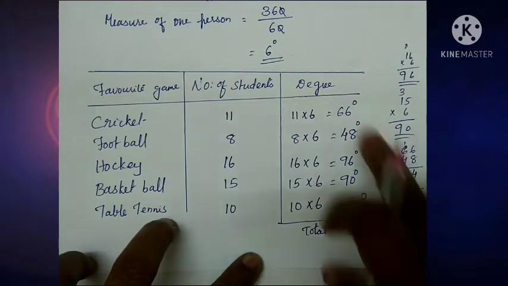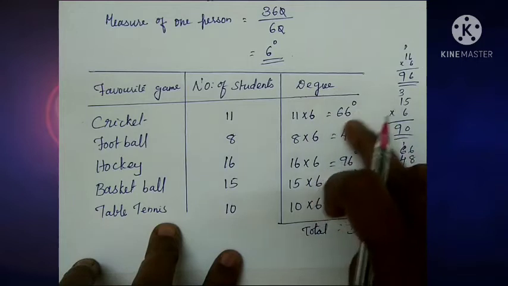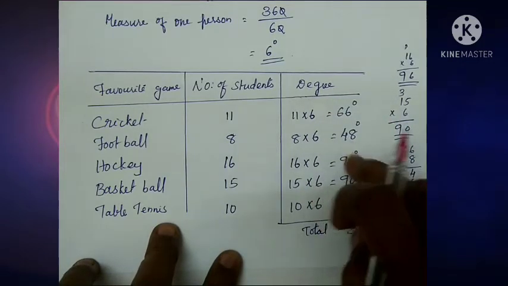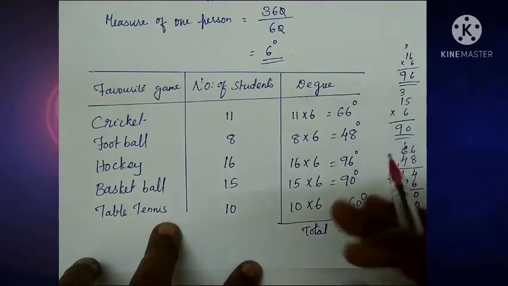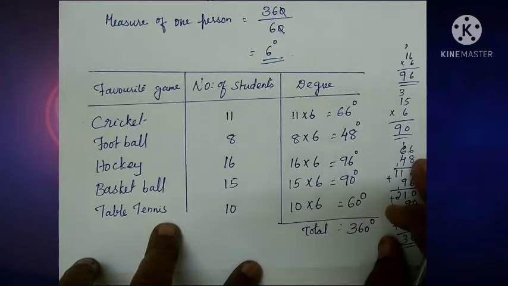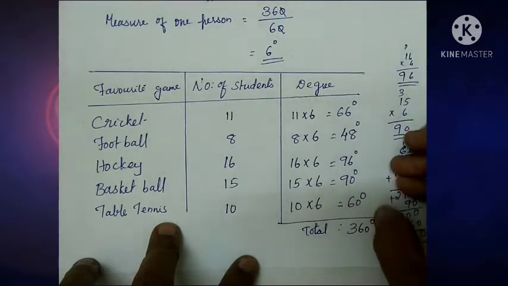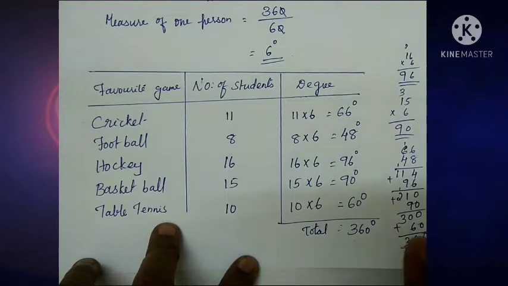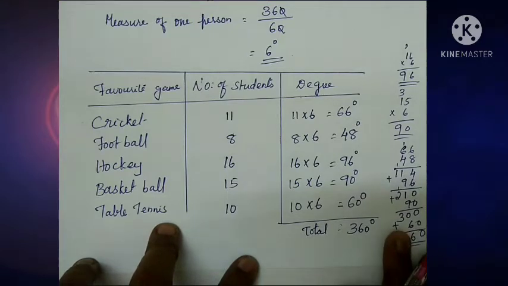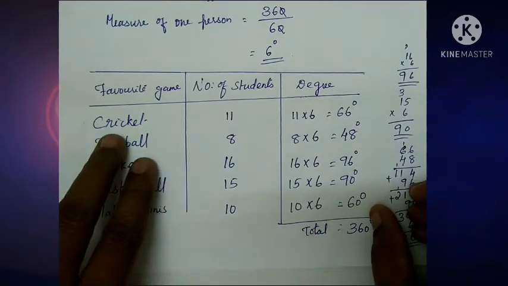So we split each game's measurement in degree. Okay, so the total we want to get is 360. Otherwise, if you find it differs, it's a mistake. So whenever we want to find out the measurements, you just have to add the measurements. So you got the answer, 360. It is right. Okay, and here we get the measurement of each game.